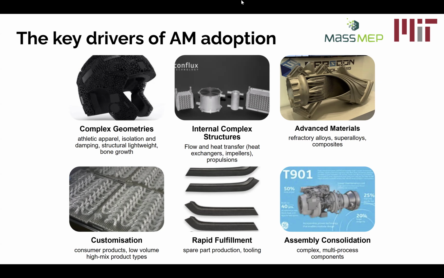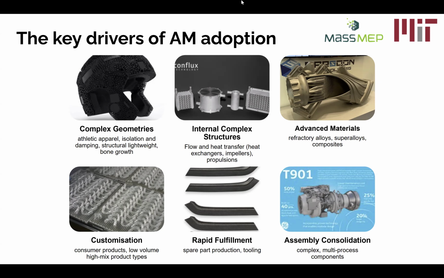Similar to the complex geometries, but more on the internal side, is manufacturing parts with internal complex structures like cooling channels that can help improve performance, for heat transfer, molding, and so on. Advanced materials: you can actually print materials that would not be easy to manufacture with any other conventional technologies, and this is of particular interest, for example, for aerospace applications.